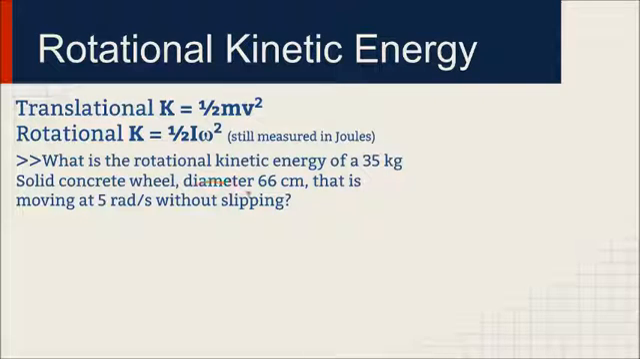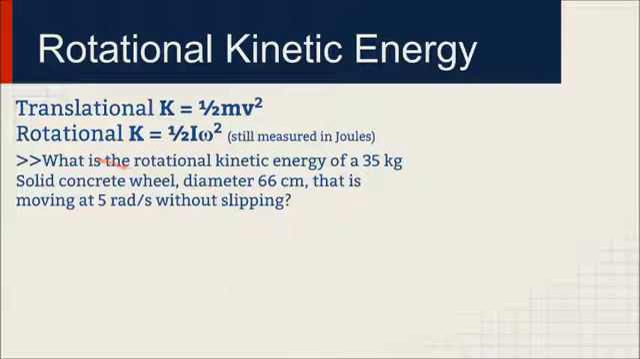What is the rotational kinetic energy of a 35 kilogram solid concrete wheel? So imagine that you have this wheel, the diameter of 66 centimeters, that's more than half a meter, that is moving at 5 radians per second. Keep in mind that one complete circle is 2 pi, which is about 6.28. So it's going less than a full circle in 1 second, so 5 radians per second.